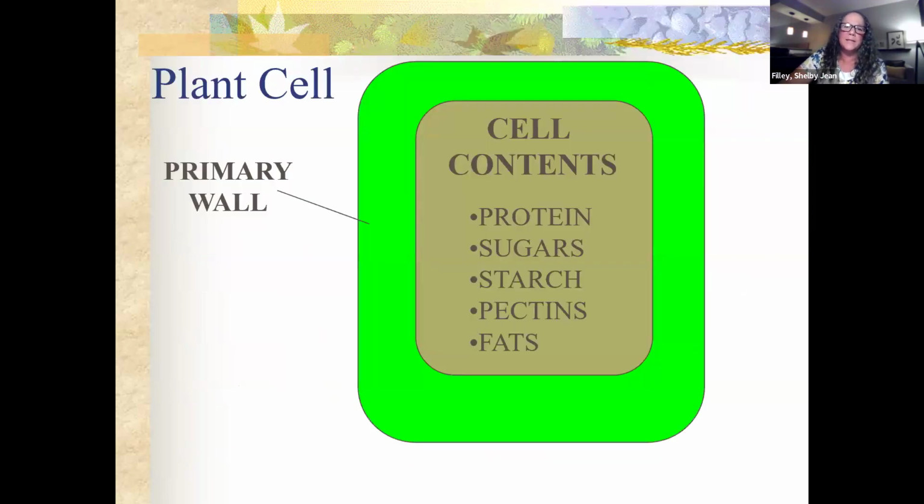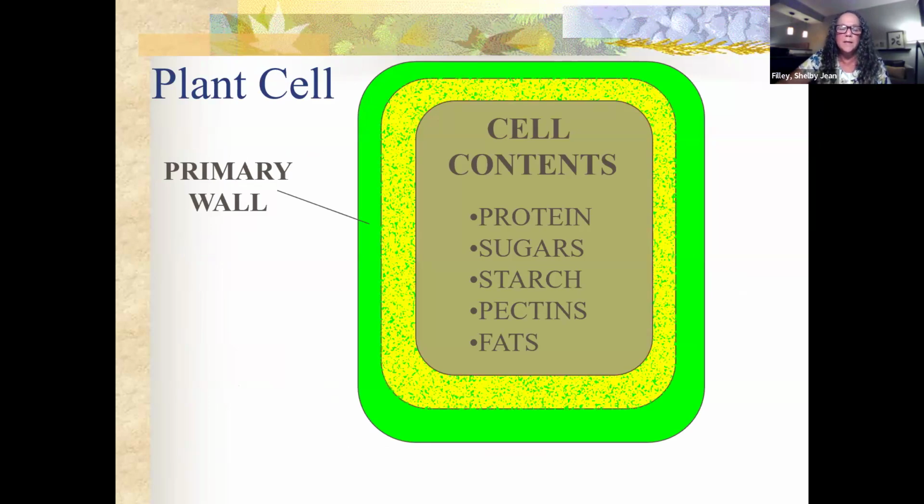So if we look at a plant cell, I drew this primary cell wall on the outside. When the plant's young and vegetative, it's very digestible. The animals can get into the cell contents and get the sugars and the proteins and the starches, pectins, and fats. So in the rumen, the bacteria will be able to access those quite easily.